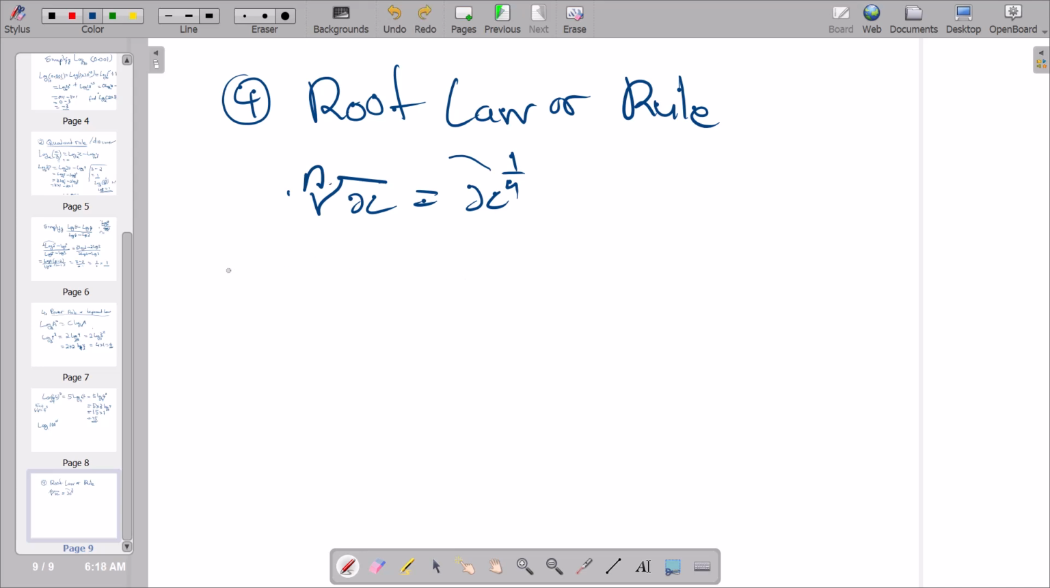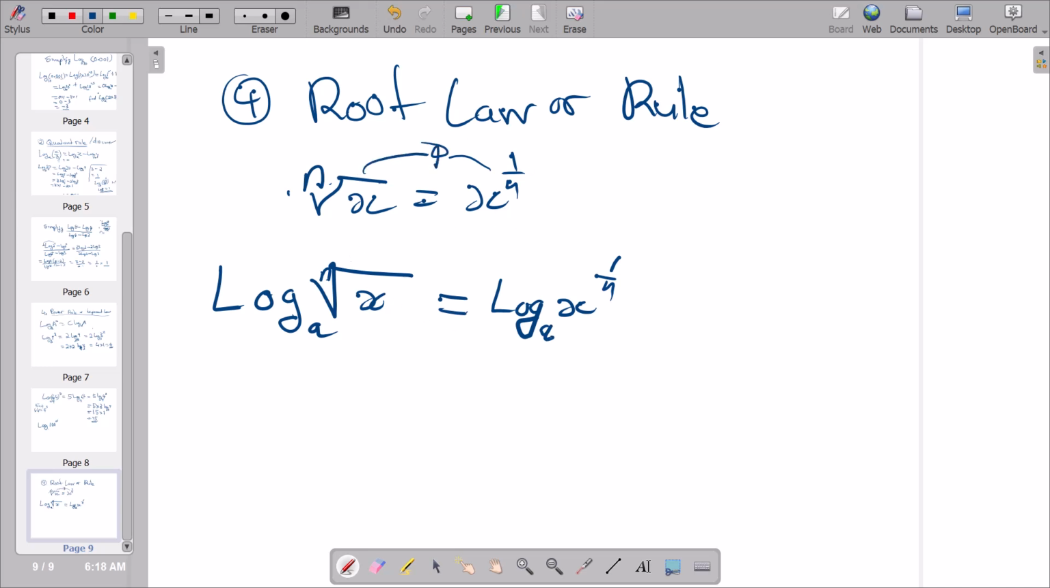So in logarithm, now we are saying log of the nth root of x. The nth root of x, base a, is equal to log of x power 1 over n, base a. So the nth root is just vice versa. We are moving this way, like what we do in exponent. The same goes for this concept here.